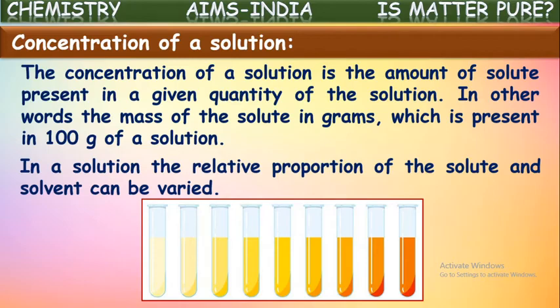But what is the difference? Their proportions are varied. Not only in this, but in almost all solutions, the proportions of the solute and solvent may be varied. They can be changed. So, in a particular solution, the quantity of the solute present in a unit quantity of solution is expressed as the concentration of that solution.